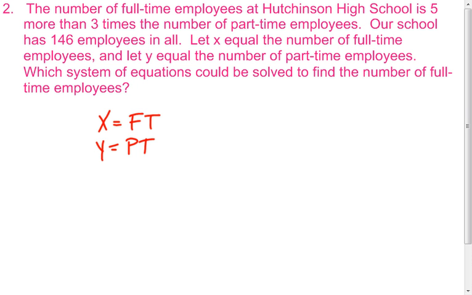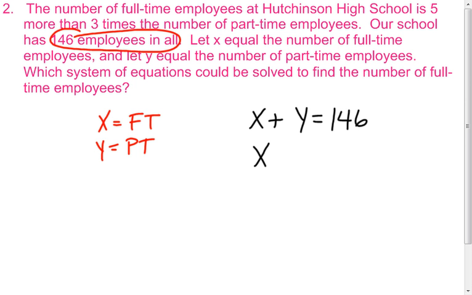And you need to write a system. So here's maybe the easiest thing to start with. 146 employees in all. That's a combination of full-time employees and part-time employees. So the full-time, which is X, plus the part-time, which is Y, put together makes 146 employees. Then that top sentence, the number of full-time employees, which is X, is 5 more than 3 times the part-time. So 3 times the part-time would be 3Y, and it's 5 more than that. So this would be your system of equations.